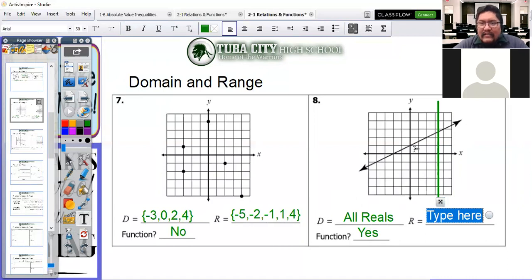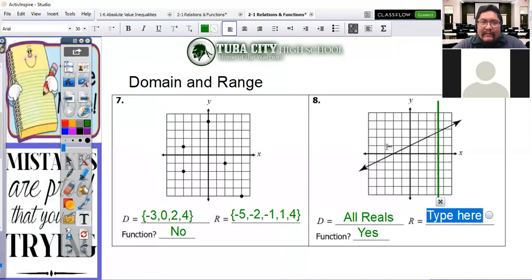Now I also said that this line goes down forever in both directions and up forever in both directions. So if I go up to 50, I'd have to go over this way, maybe 51, but I would still have a crossing in the line. If I went down to negative 100, yeah, it'd be a long way, but I'd be able to reach this line at some point, and I'd be able to get an X and a Y coordinate from that line. So there's nothing we can't pick. So this one is also all real numbers.